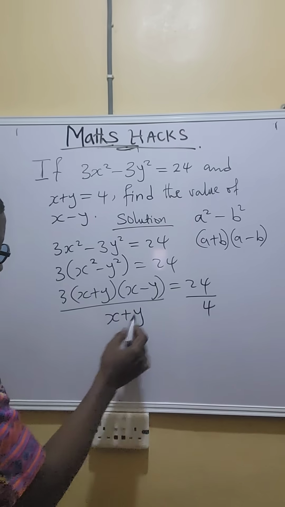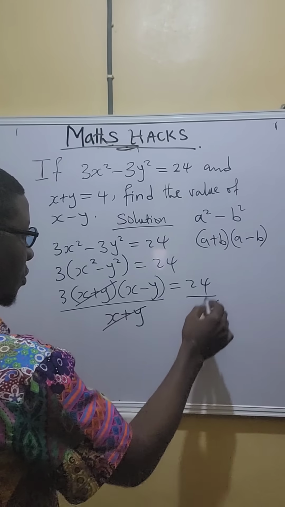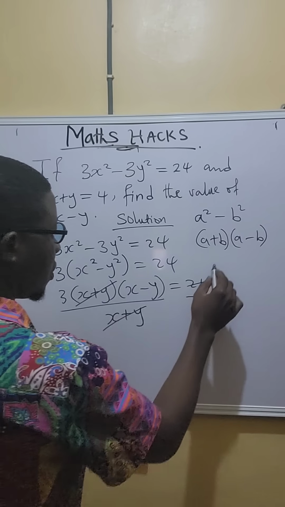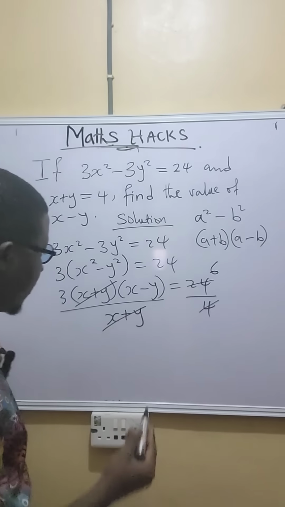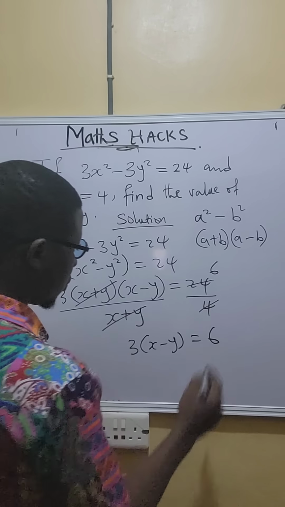So what do we do next? If you look closely, this will cancel out this, and then 4 goes there, 4 goes there, 4 goes in 24, and you have 6. So let's quickly write out what we have left. All we have left here is 3 times (x minus y) is equal to 6.